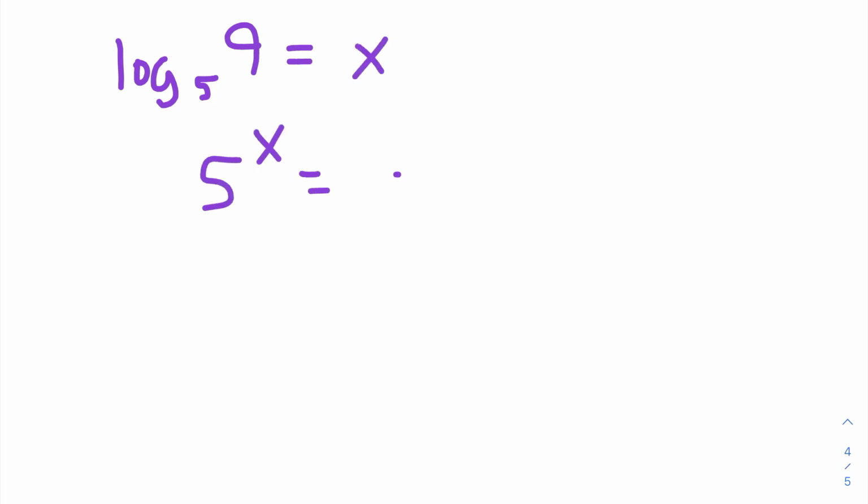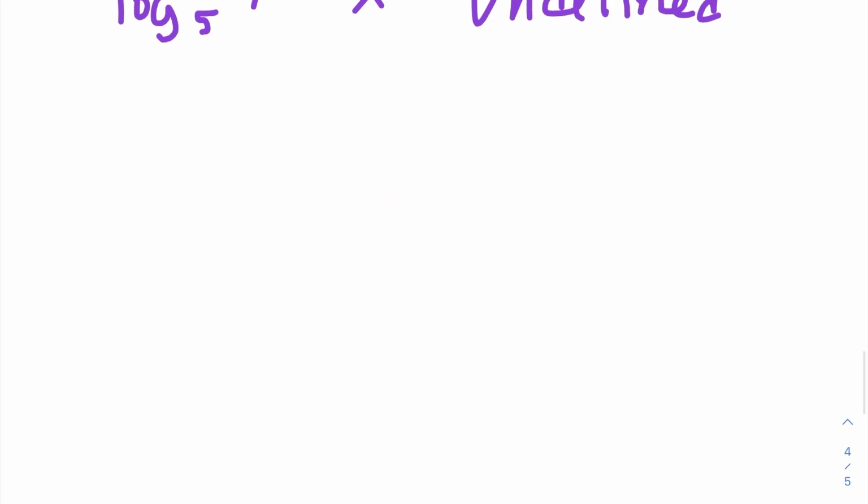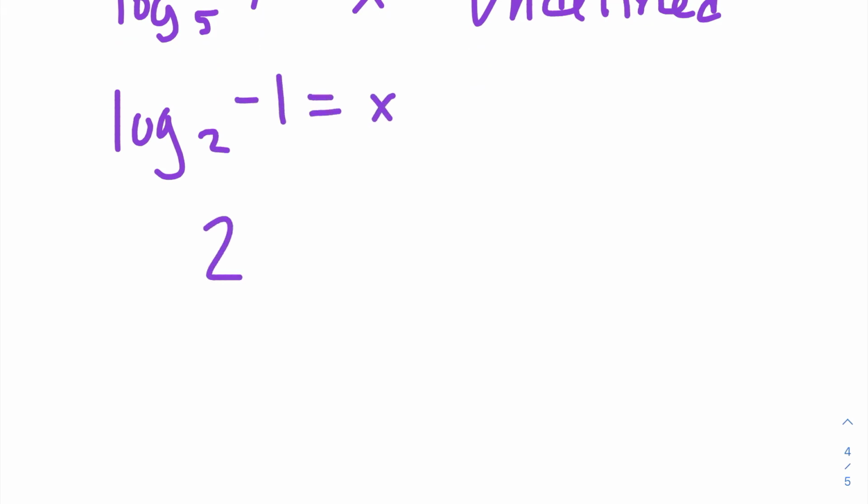Now what if we did something like log 5, base 5, 9. So we have to find 5 to the power of x equals 9. We have to find x. Well, there's no power we can raise 5 to get 9, so our answer is undefined. Now what if we have log 2, -1? So 2 to the power of x is equal to negative 1. Yet again, there's no power we can raise 2 to get negative 1. So our answer is undefined again.